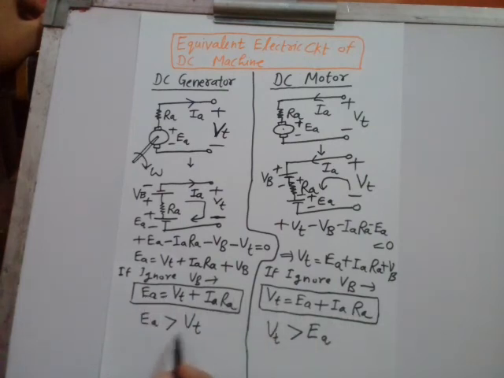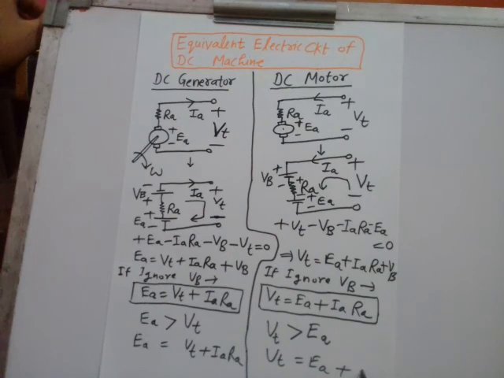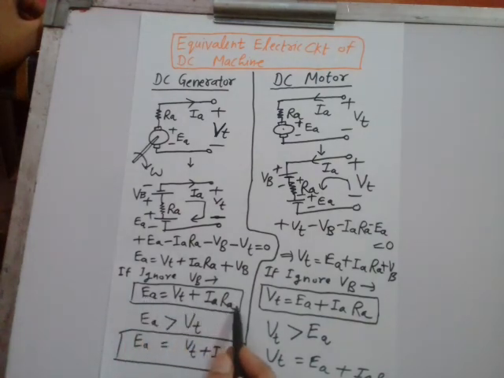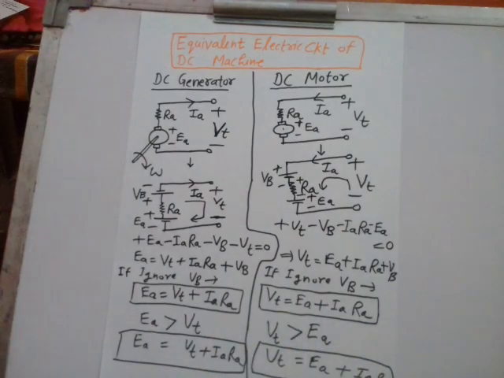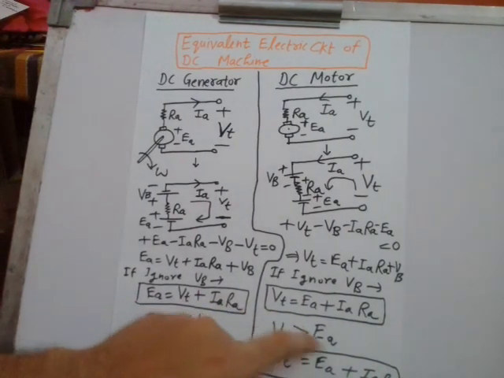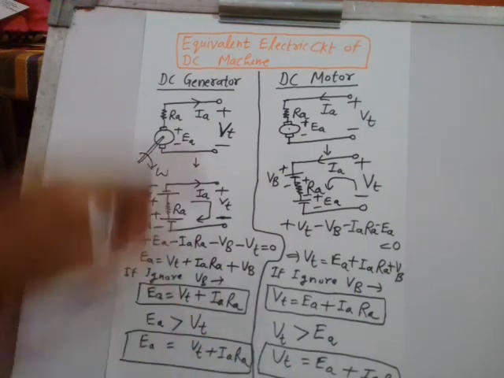See, EA is greater than Vt by what amount? By IARA. Vt is more than EA by what amount? By IARA. Finish. This is the circuit equation, the same equation which is written here. You understand now? So with this information you can write these two circuit equations of the DC machine.